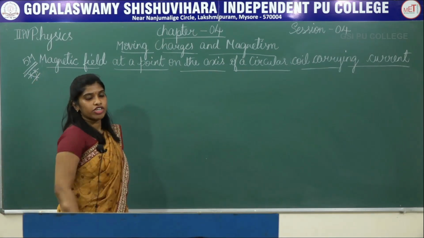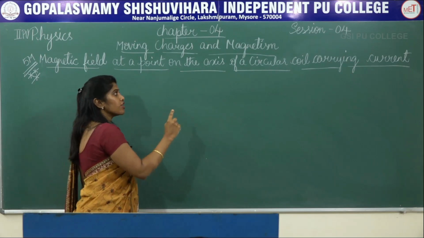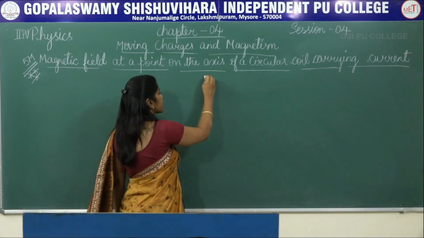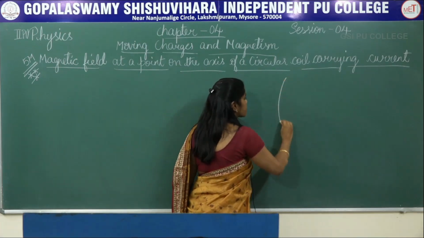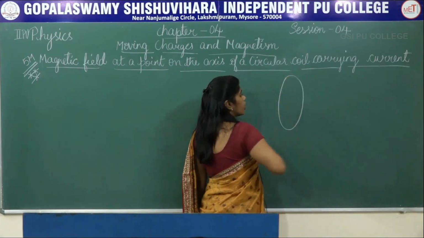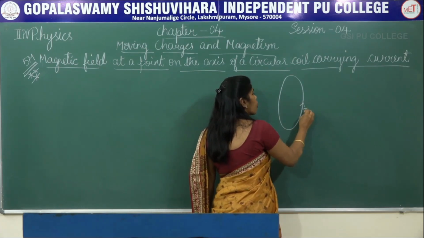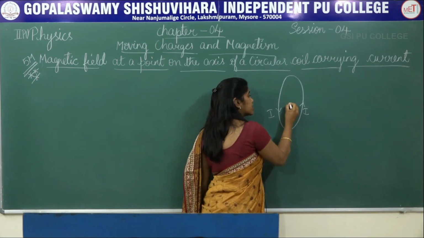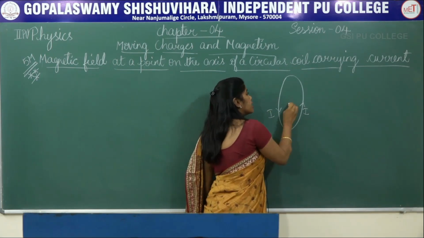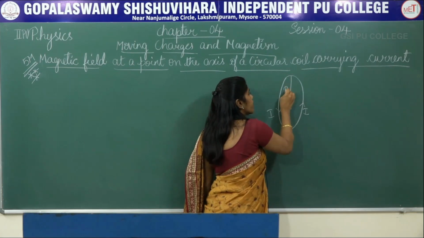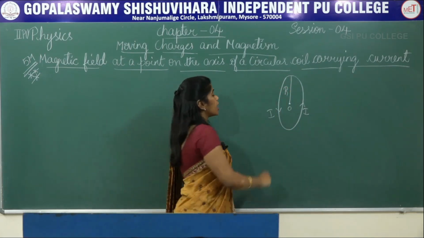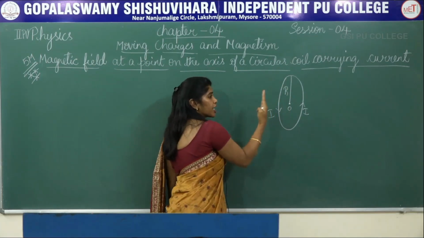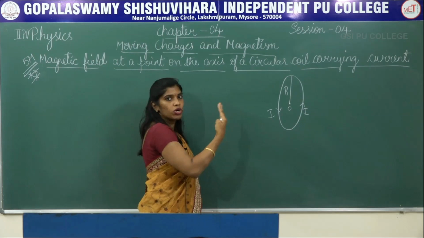Now coming to this derivation, I am going to consider a circular coil carrying current. This is the circular coil in which the current is flowing in this direction. It has a center O and the radius of this circle is taken to be R. I have placed this current carrying coil facing towards me.